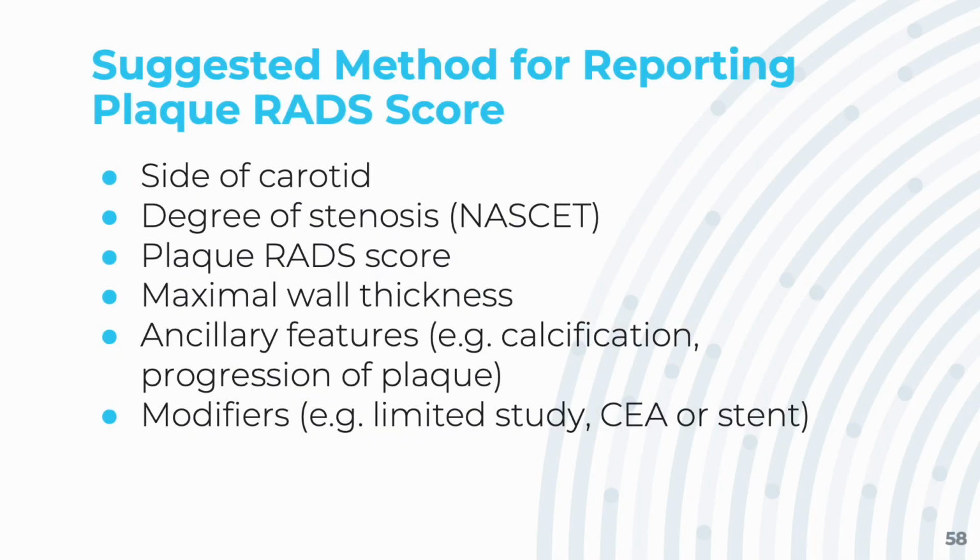So here's a suggested method for incorporating the Plaque RADS score into your carotid study. In addition to the side of the carotid, the degree of stenosis by NASCET criteria, ancillary features such as progression of plaque, or modifiers such as a technically limited study or presence of CEA or stent, I think it would be helpful to think about the patient's Plaque RADS score and put it in your study, and also measure the maximal wall thickness and include it into your study.